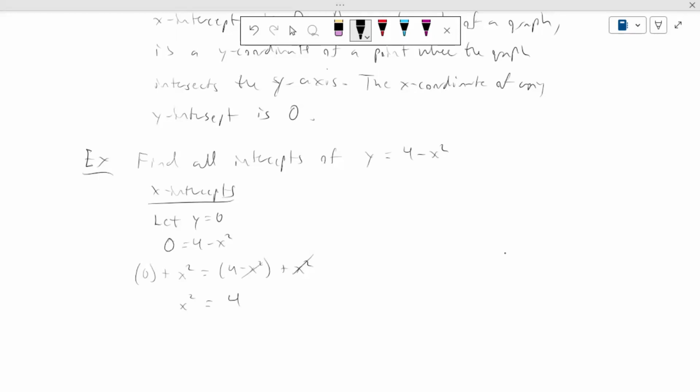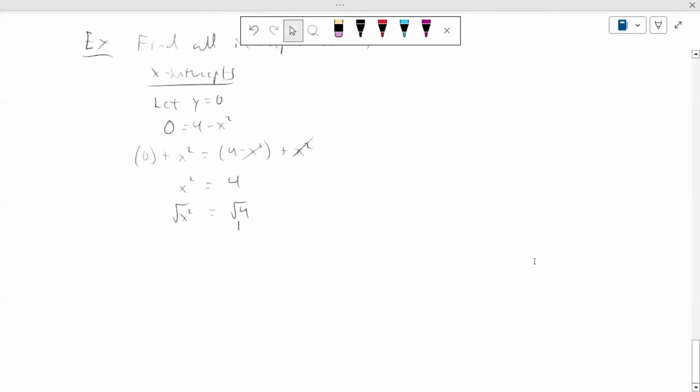Now I have x squared equals 4, but I want to know what x is. So what do I have to do to both sides of the equation? Yeah, somebody said a square root. You have to take the square root on both sides of the equation. So the square root of x squared is equal to the square root of 4. Now, here's a tricky question. What is the square root of x squared?